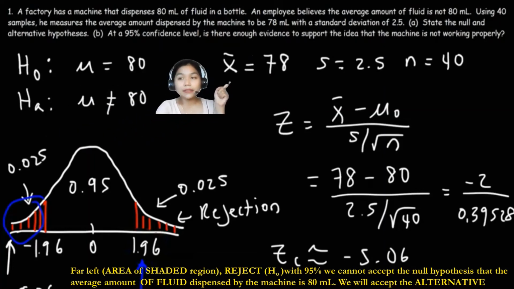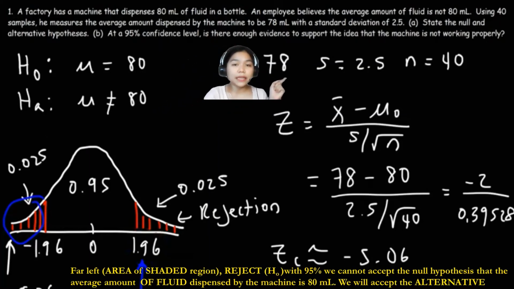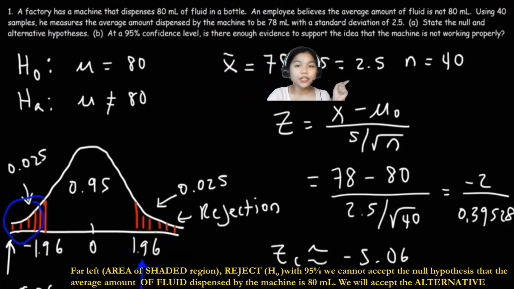So let's write the given. The given is, we have here the sample mean, which is 78. Then the standard deviation, which is 2.5.